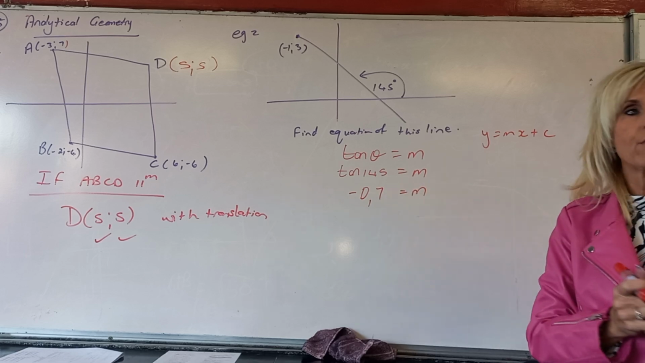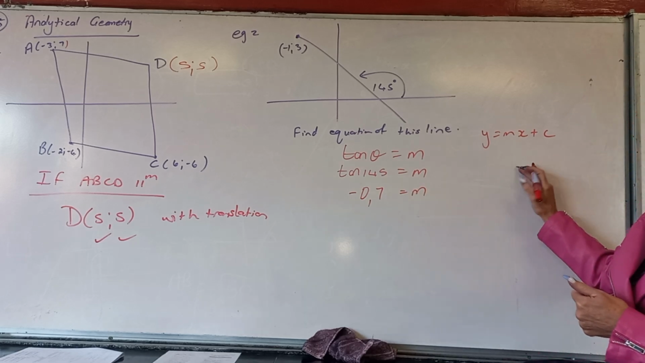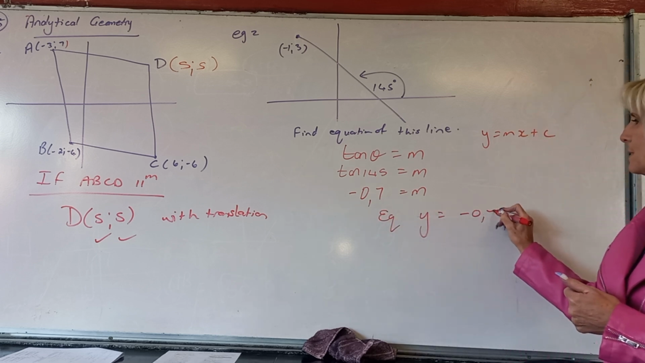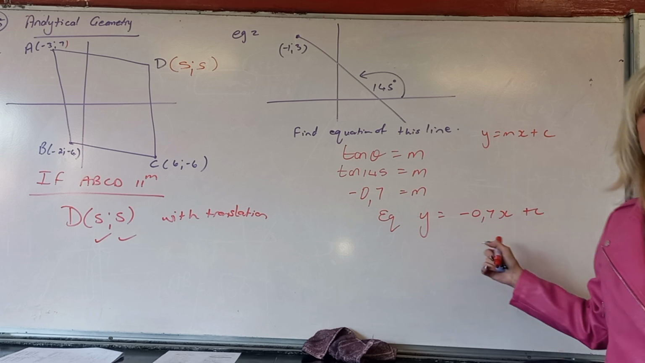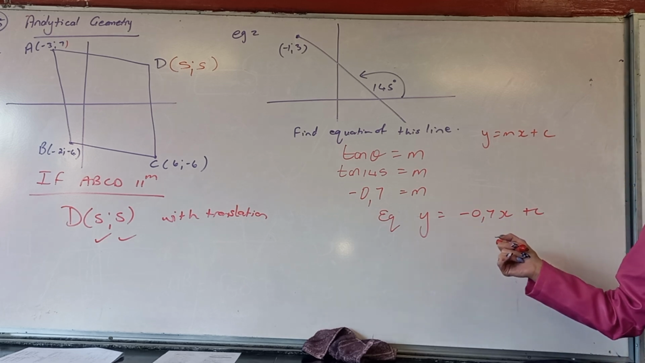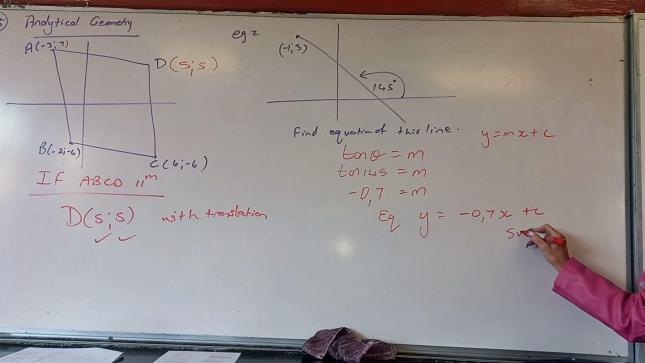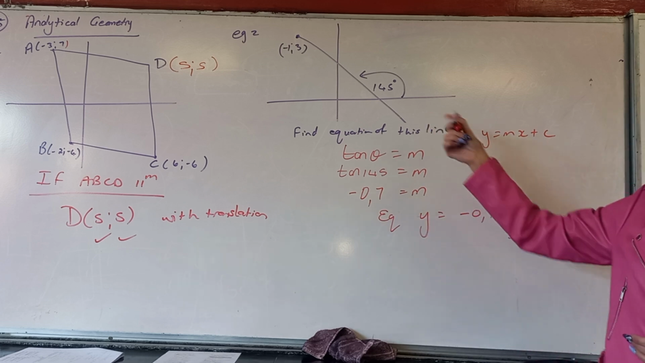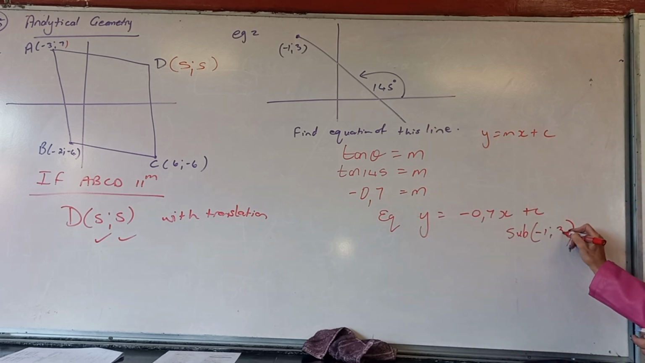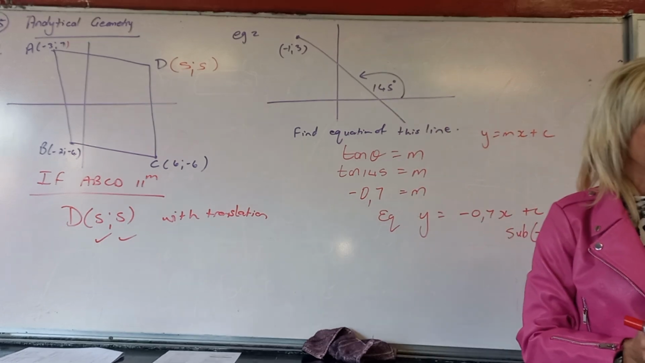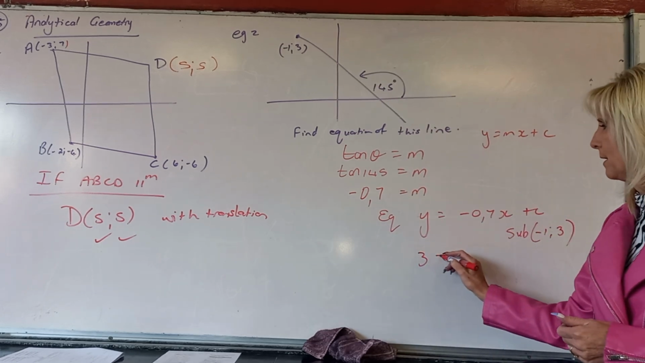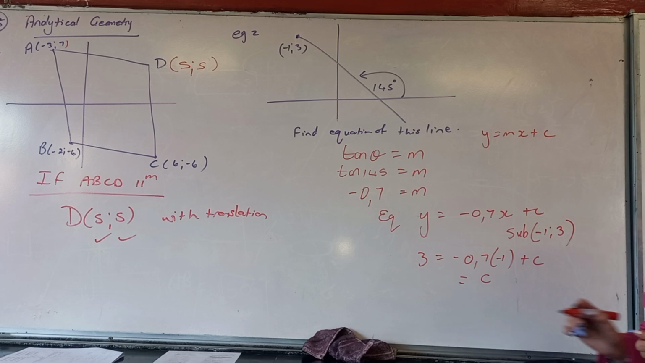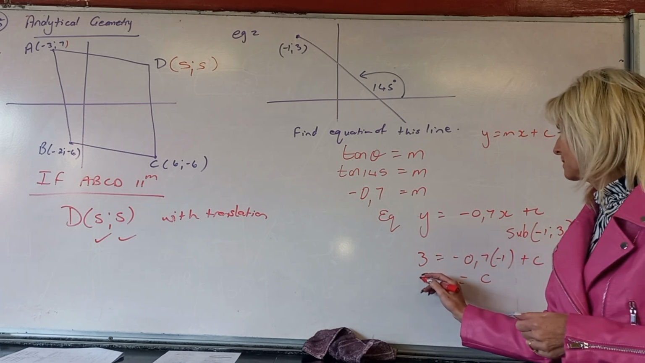So, if that's my gradient, how far am I from finding the equation? y is equal to negative 0,7x plus c. Normally we don't work with decimals, but so be it. Now I still need the c, and for that, like everywhere, we need to substitute a point, and that's why that measly point, (-1; 3), has been given. So we substitute the 3 into the y, and we substitute the x with a -1, and we solve for c, which is plus or minus 2,3.